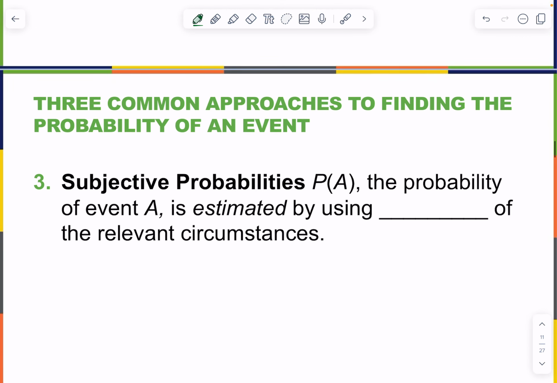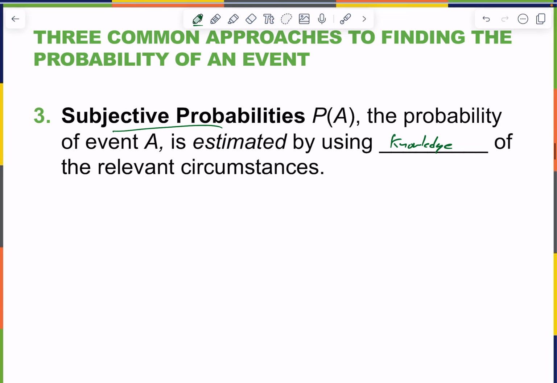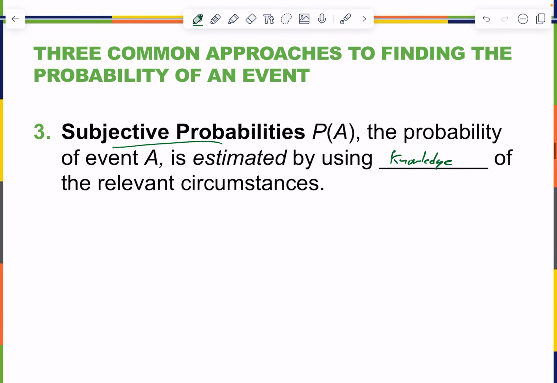Okay. And then the third common approach to finding probability is subjective. So P of A, the probability of event A, is estimated by using knowledge from your own experience of the relative circumstances. So for instance, because nobody I know has won the lottery, I suspect that the probability of winning the lottery is quite small. Something like that, right? Is small.